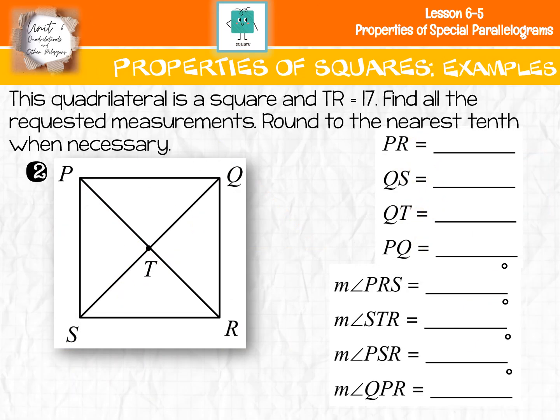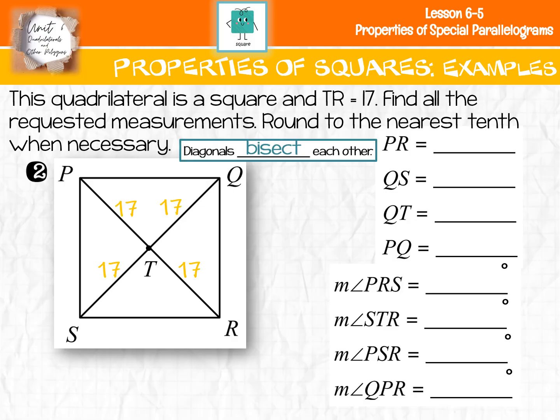Properties of squares, example 2. This quadrilateral is a square. Length of segment TR is 17. And since diagonals bisect each other, all those pieces are 17. So length of segment QT is 17. That's the one they asked for. And these 2, length of segment PR, that's a full diagonal. And length of segment QS, that's the full diagonal. So if we add the 17s together, those are both 34.